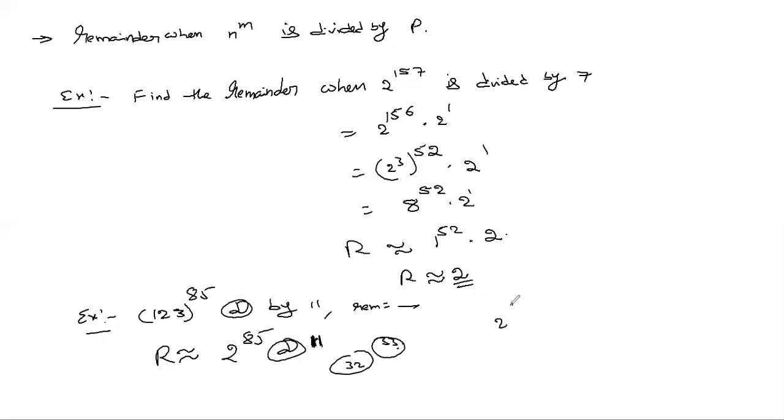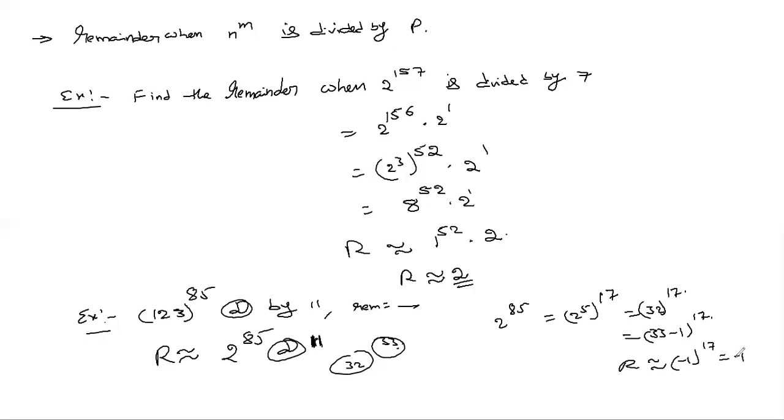So 2 power 85 can be written as 2 power 5 whole power 17. Now it will be 32 power 17. We can write this as 33 minus 1 whole power 17. Now divide this by 11. Now the remainder will be negative 1 whole power 17. It will be negative 1.